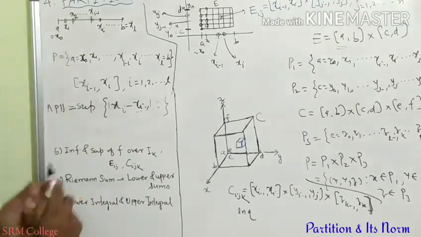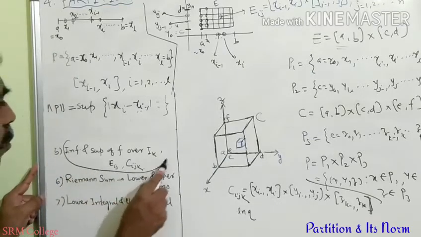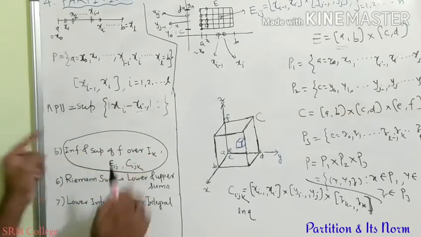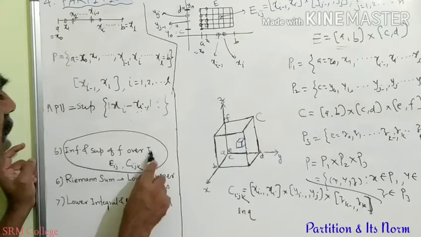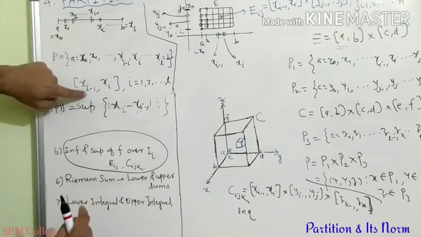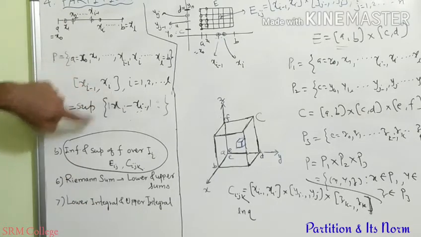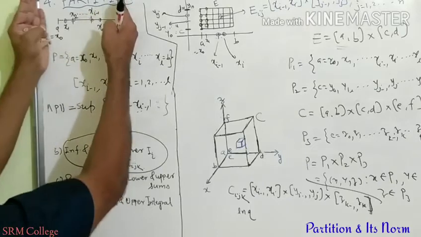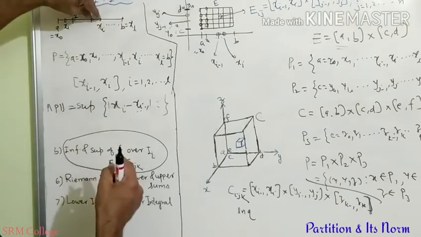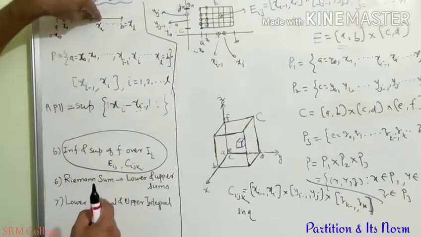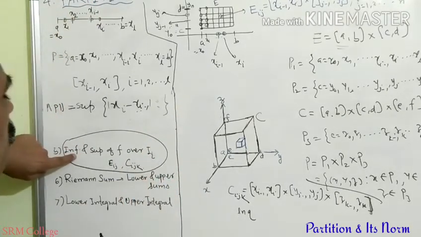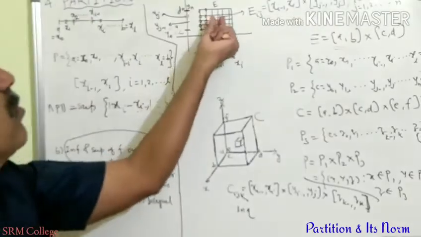Whenever we define the integral, we require the infimum and supremum of a function f over the ith subinterval. What is the ith subinterval? The ith subinterval is [x_{i-1}, x_i]. So what I require is the infimum value of the function, which is defined on the whole of AB in the case of one variable. We require the infimum value of the function on the small part of the domain AB.